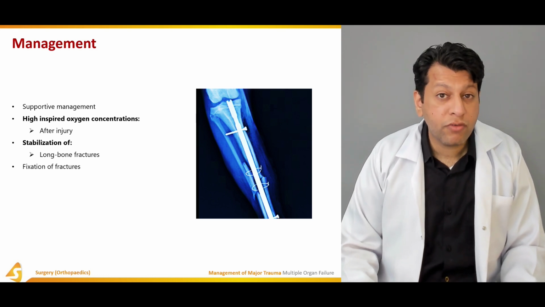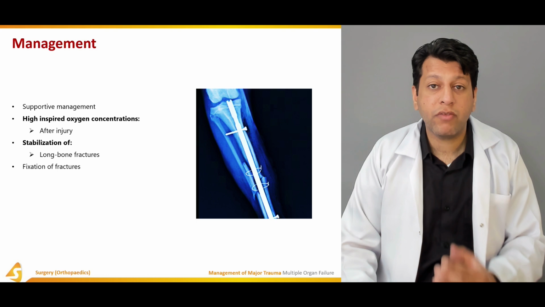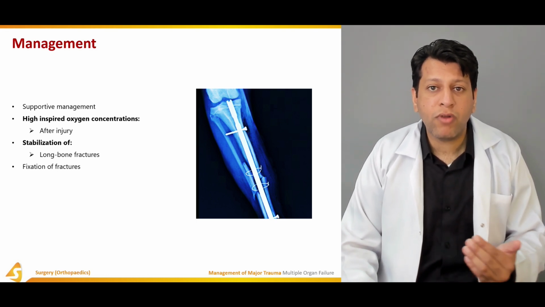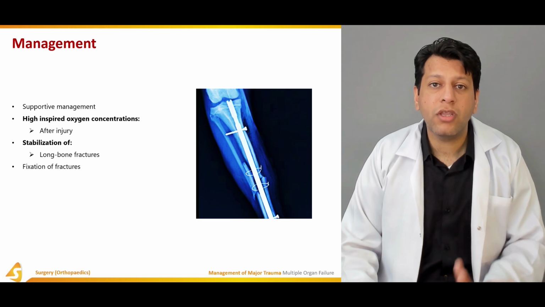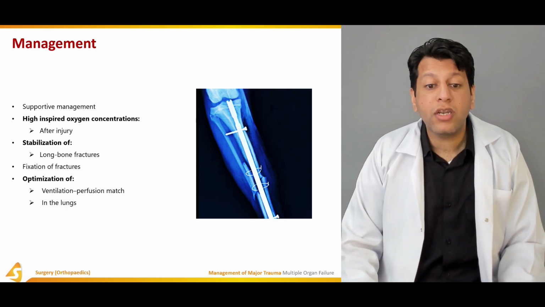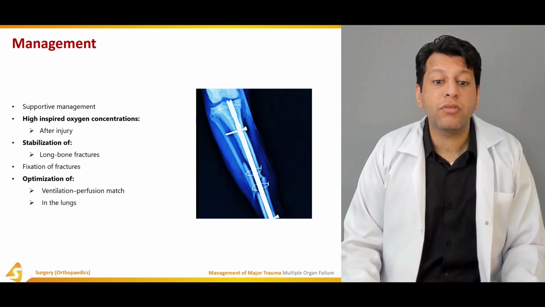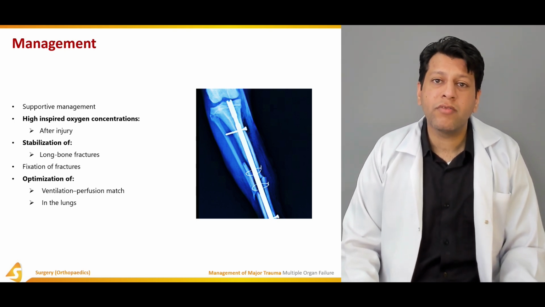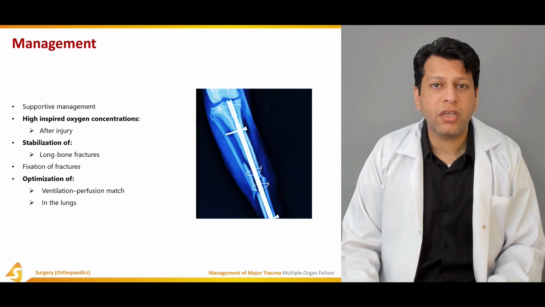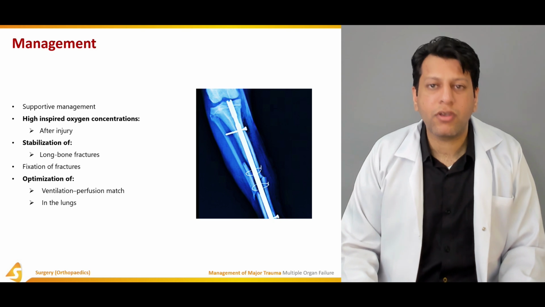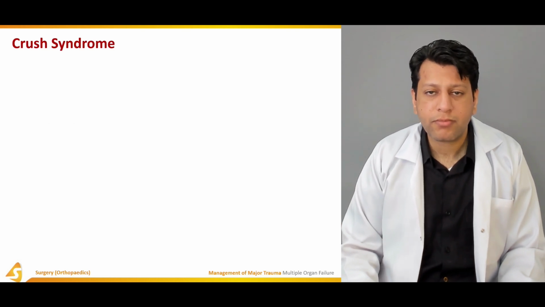Fixation of the fracture is of paramount importance, because if we do not fix the fracture, these fat globules from the bone marrow will continue to go into the bloodstream. Eventually this process will never end, and the patient will never come out of the fat embolism. We can optimize the ventilation perfusion match in the lungs. A VQ scan can be done, but usually oxygen is given, the patient is ventilated, fluids are given, and bones are fixed. Fixing the bones reduces the chances of developing fat embolism.